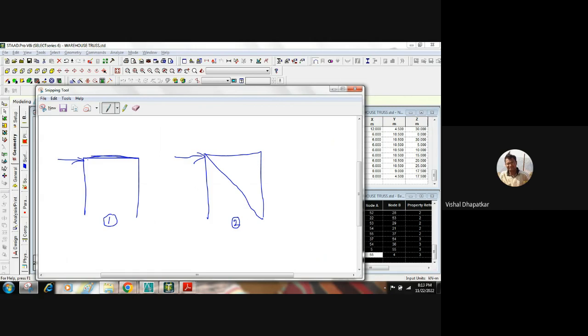So there will be a bending moment. It will be somewhat like this. This will be pin. So there will be an end moment in the beam, right?